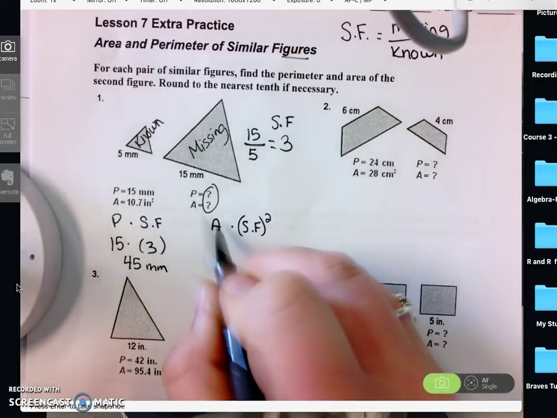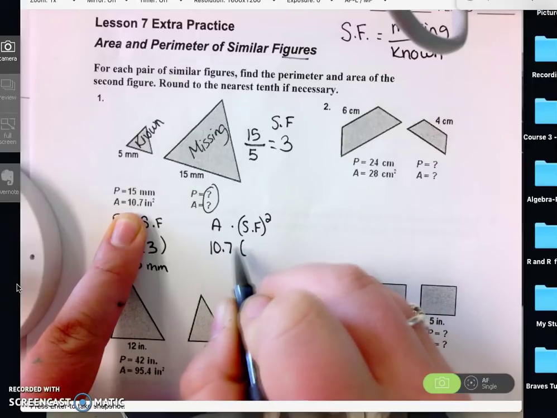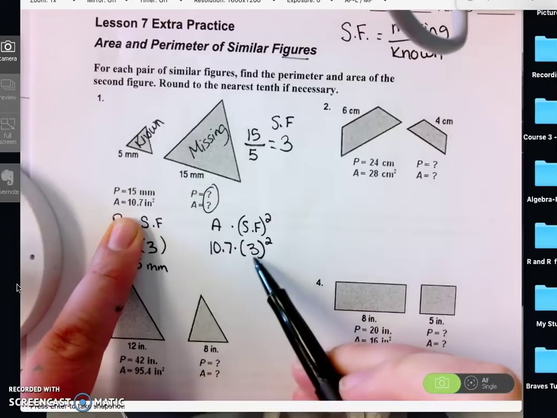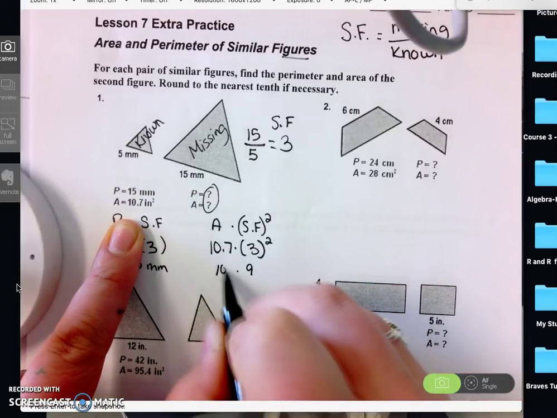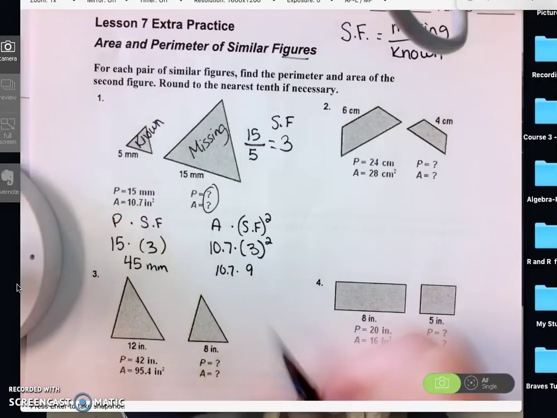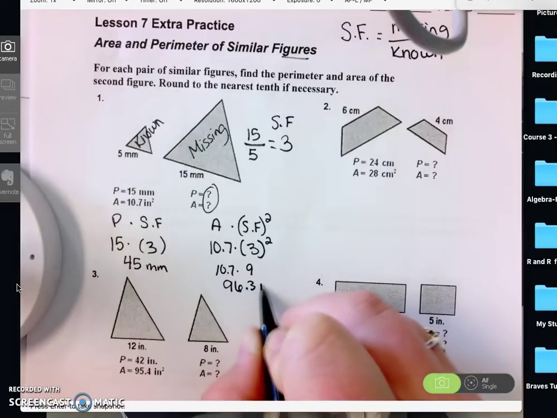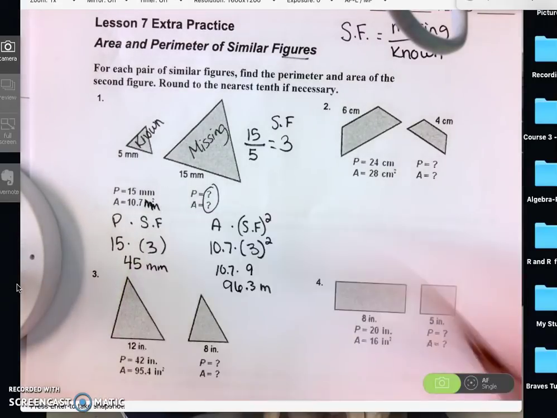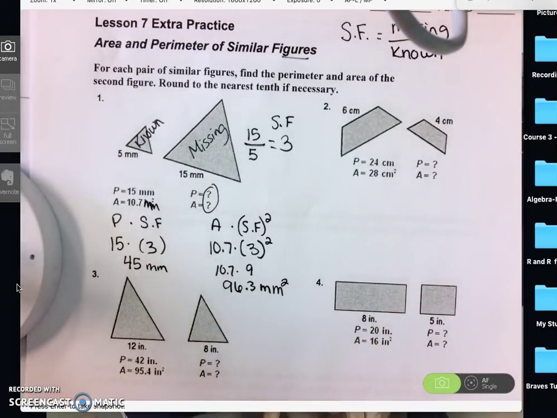And then our area, we're going to take that 10.7, multiply it by our scale factor squared. So we have to remember to do this first. So 3 times 3 is 9, times 10.7, which gets us 96.3, and this should be square millimeters, I believe.